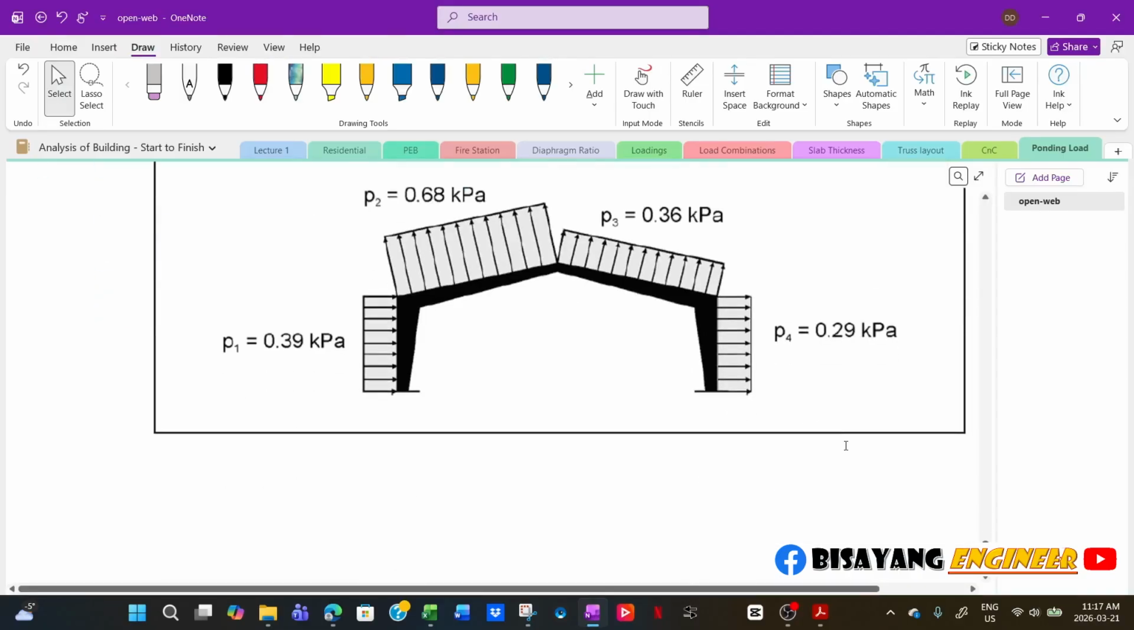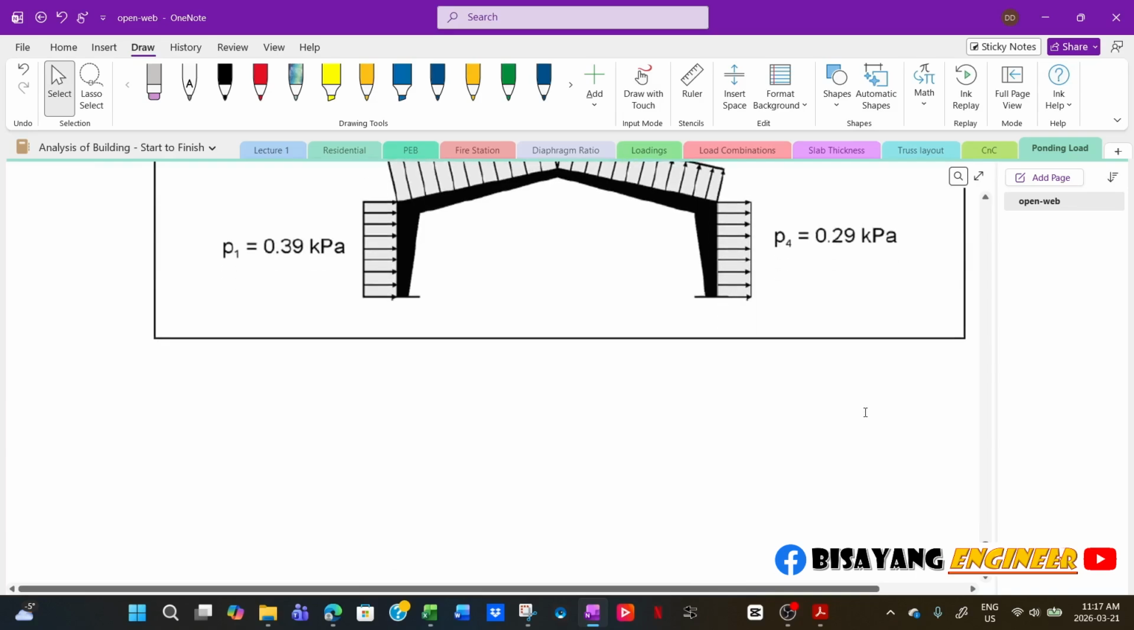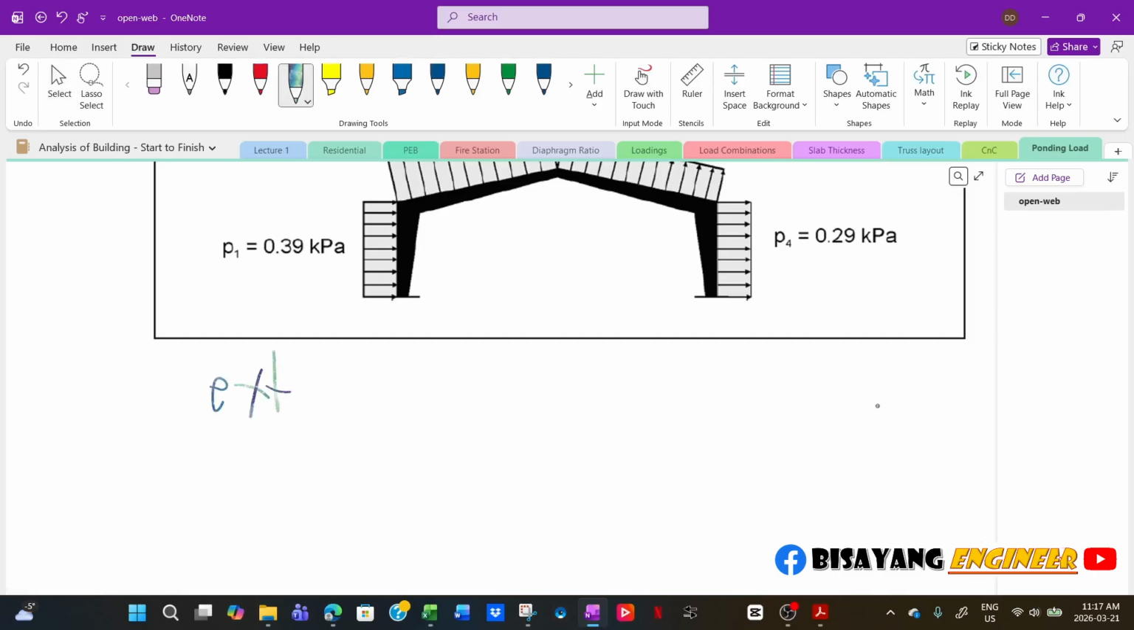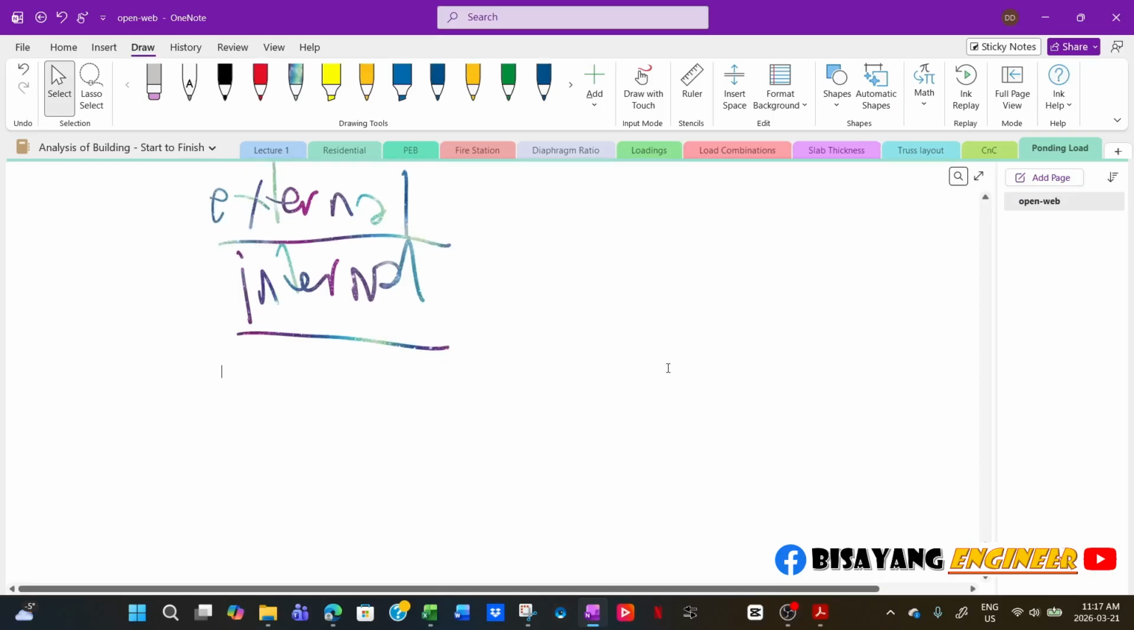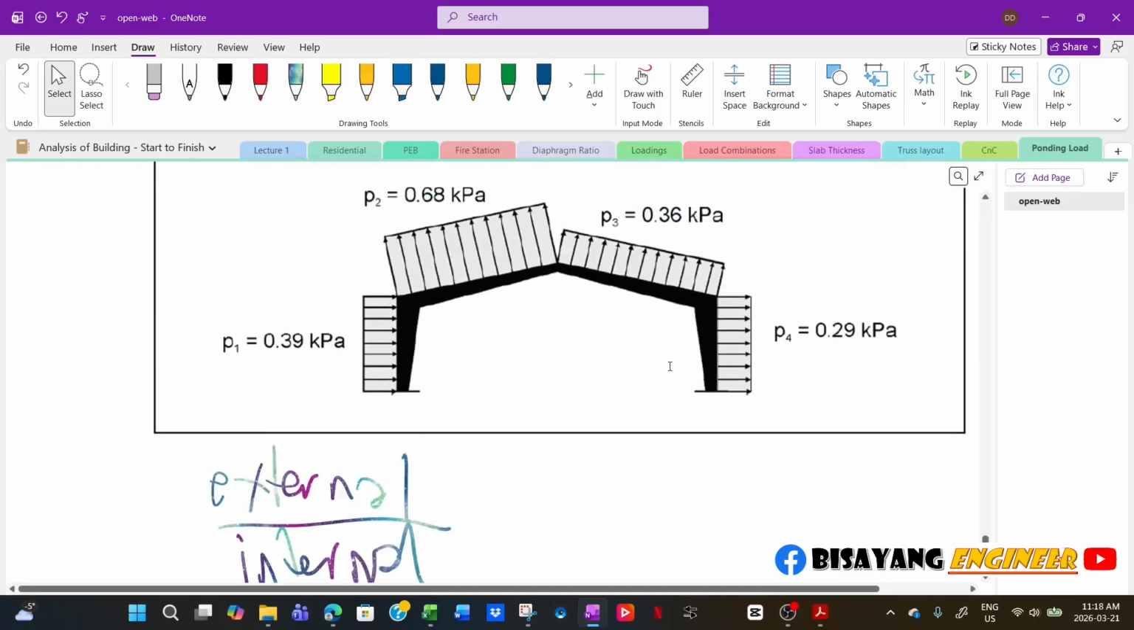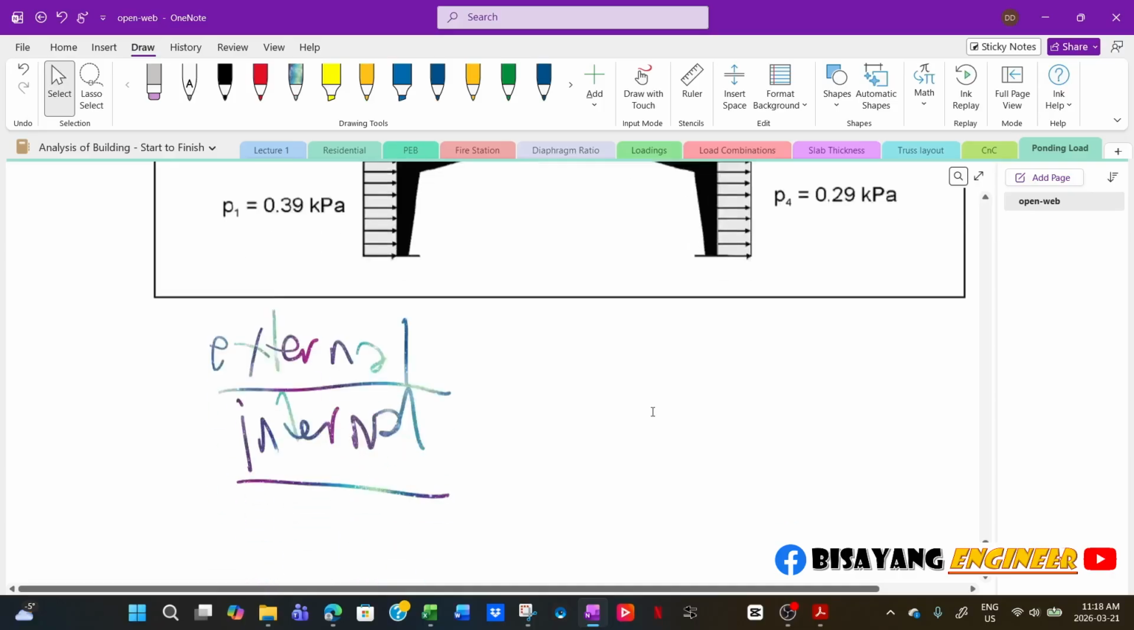Now for the main wind force resisting system, like I said, this is now a combination of the external wind pressure and the internal. And this is where the plus and minus play a crucial role, like how you understand the unit and what it means. So, like I said, let's just draw another one.